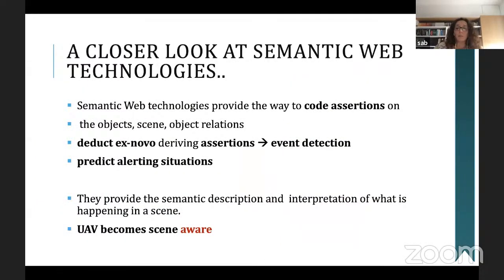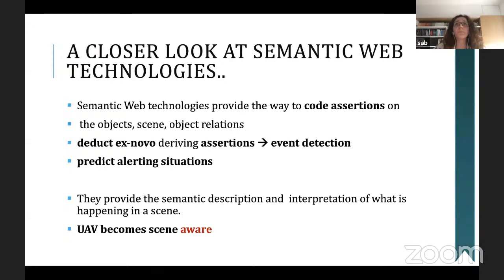And before giving additional detail, I just want to remark that the semantic web technologies are the layer of the semantics. It's a way to get the high-level description of, in this case, a scenario, but in general, a high-level description of the raw data captured from the environment. And our approach, the goal is to encode the low-level information in semantic assertions that are related to objects, scenes, relations between objects, and then, exploiting the query and reasoning behind the semantic web technologies, some new assertions can be deduced.